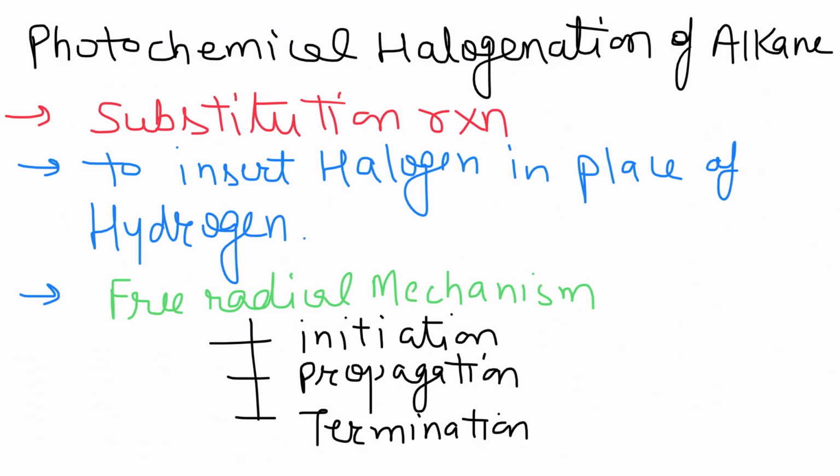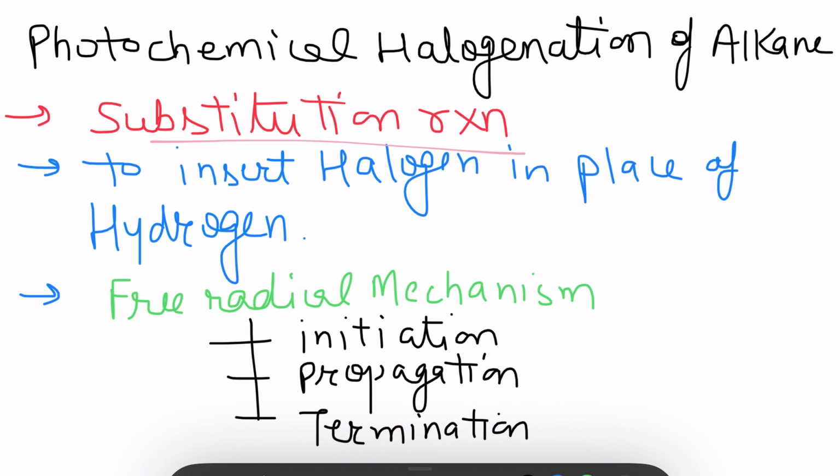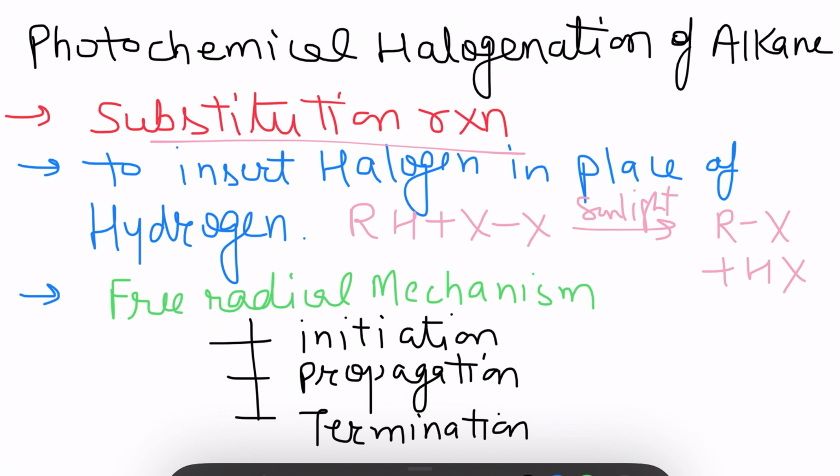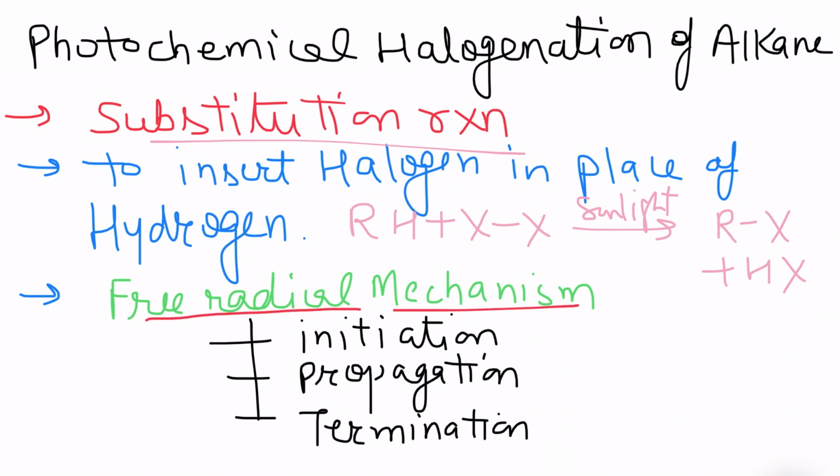So, photochemical halogenation of alkane is a substitution reaction where we insert halogen in place of hydrogen, and the byproduct of the reaction is HX. This reaction follows a free radical mechanism. The three steps of the mechanism are initiation, the very first step, the second step is propagation, and the last step is termination.